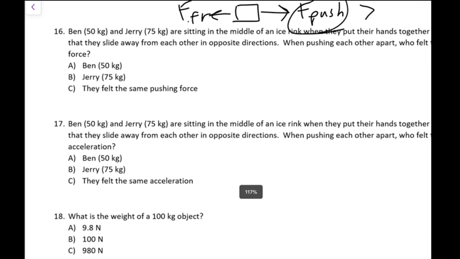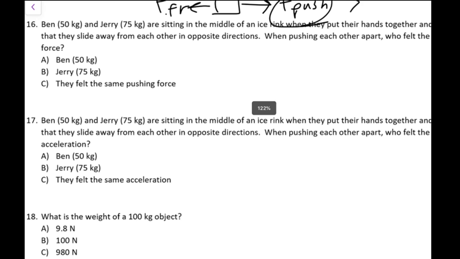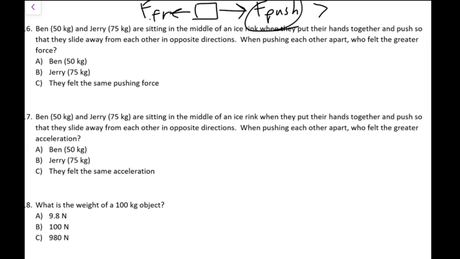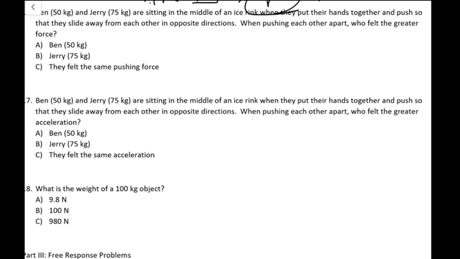Ben, 50 kilograms, and Jerry, 75 kilograms, are sitting in the middle of an ice rink when they put their hands together and push so that they slide away from each other in opposite directions. When pushing each other apart, who felt the greater force? Right. Anytime it asks about who felt the greater force when two objects are pushing on each other, this is a trick question, right? Newton's third law says that for every action, there's an equal and opposite reaction.